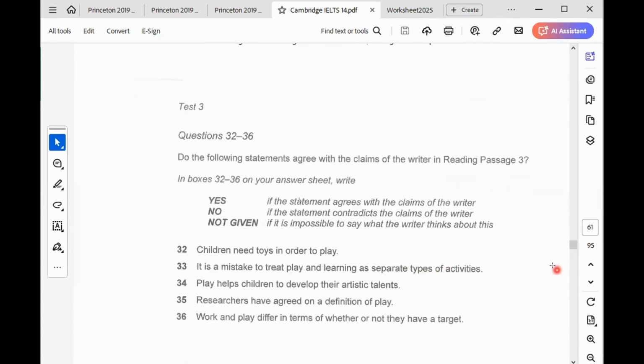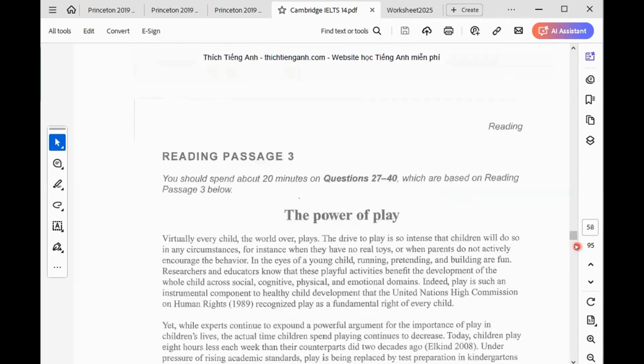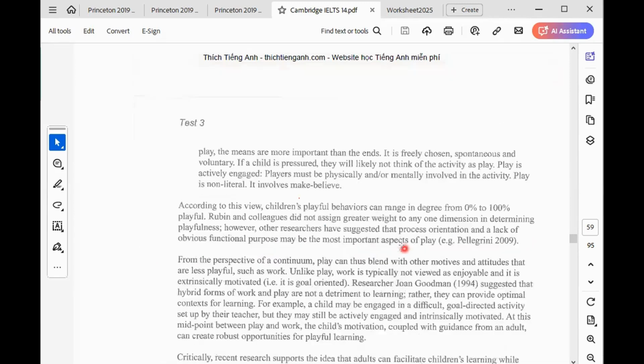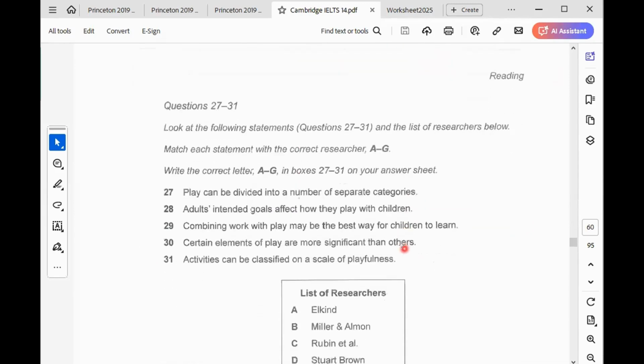Number 36 is no. The answer is no. They don't need toys to play. It's contradicting the claims of the writer. They don't need toys. If they don't have toys, they will still play. Look at it. When they have no real toys, they will do so. It's so intense that they will do so in any circumstance. For instance, when they have no real toys. So they will always find a way to play. That's children. Okay?